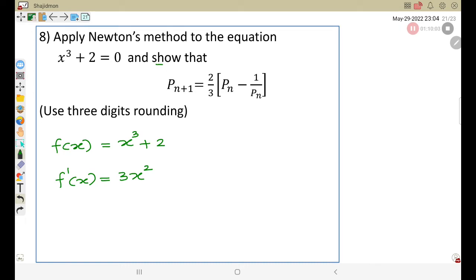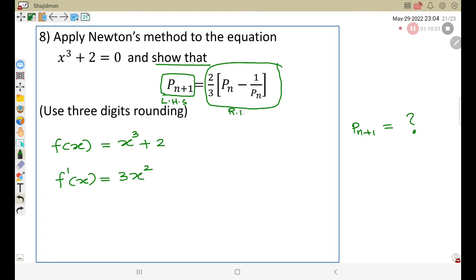Show that. What we need to show? Pn plus 1 equal to, what will be the value? 2 over 3 multiply Pn minus 1 over Pn. Use 3 digits rounding. So, we need to calculate what is Pn plus 1. You should get this answer, 2 over 3 multiply Pn minus 1 over Pn. That means, we just calculate the left hand side value, and you should get this right hand side. That is the meaning of show that.